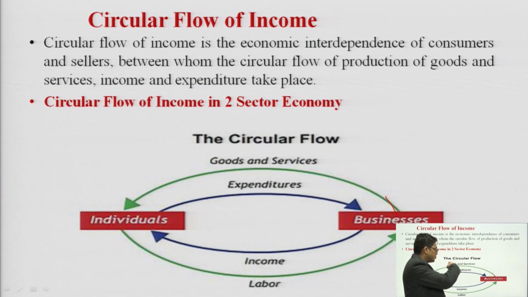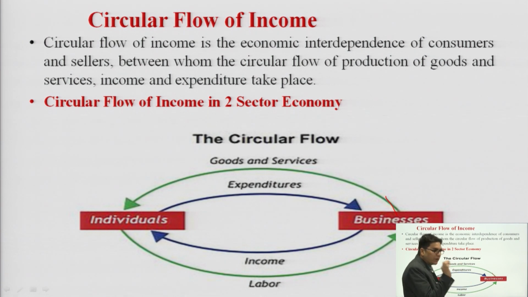So how has the circular flow of income happened? Circular flow of income, what is it? The people have worked in the businesses. Now these individuals have been paid, and they have spent that particular income which they have earned. So the business houses have paid the income.